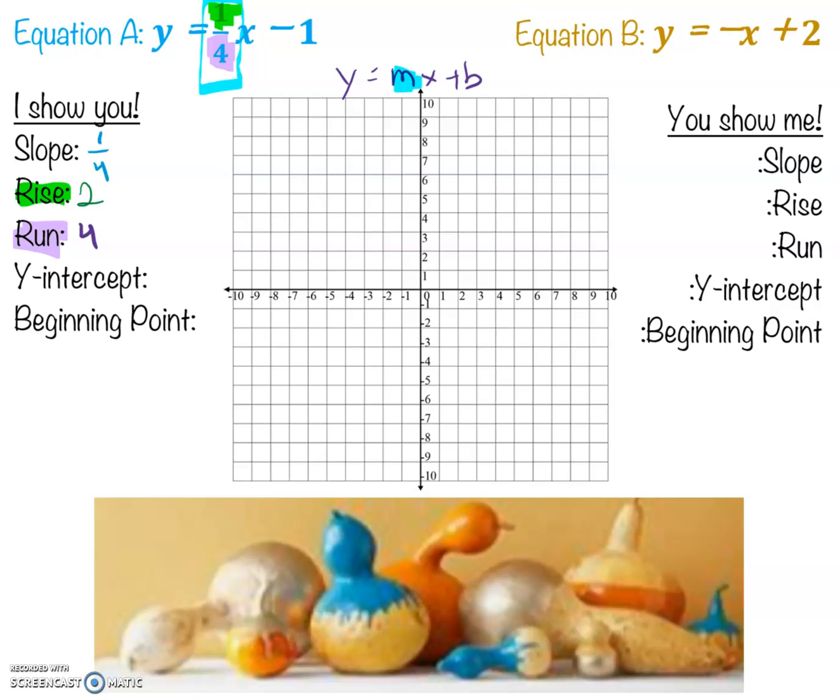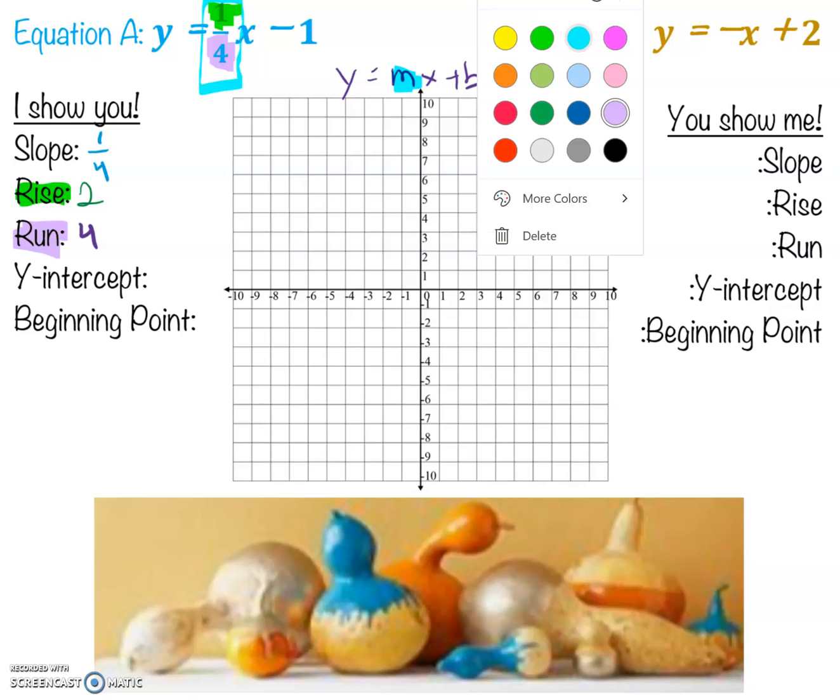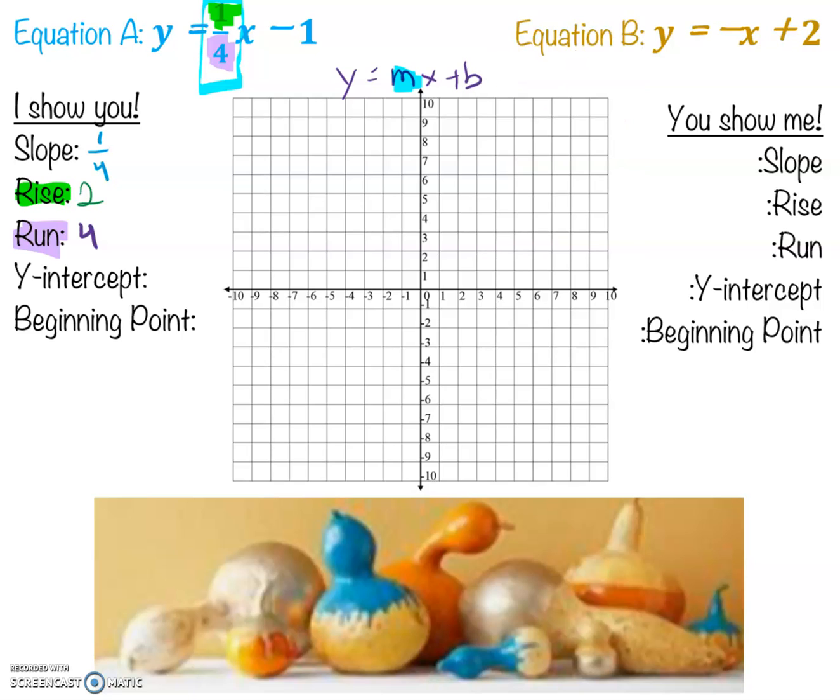Okay, so keep in mind that if there was a negative sign out front here, we'd want to make sure that this was a negative 1/4. Our y-intercept is another term for b.